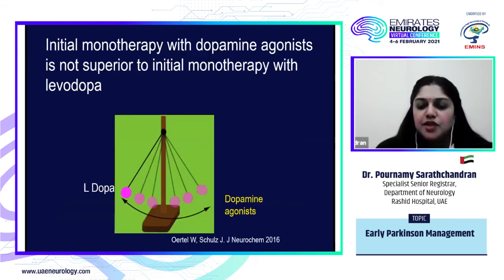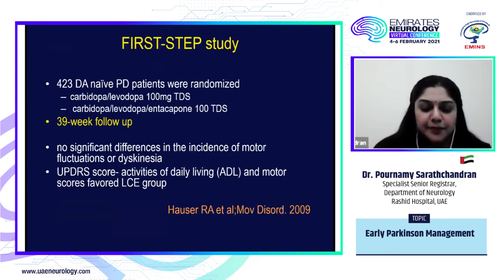So when it comes to starting dopaminergic medications, whether it is levodopa or dopamine agonist, one is not superior to the other. They are equal. Each one has its own merits and demerits. So we have to weigh carefully as to which one has to be started.